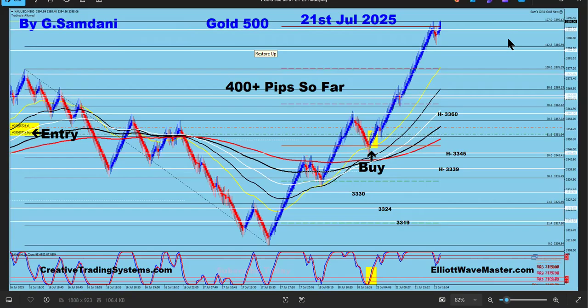Today, right now, is 8 p.m. Friday, July the 25th. So let's get started. The week ended just today, and this is the first trade last week. We started the week on Monday the 21st. This is gold, and this is a 400 pip trade from here.